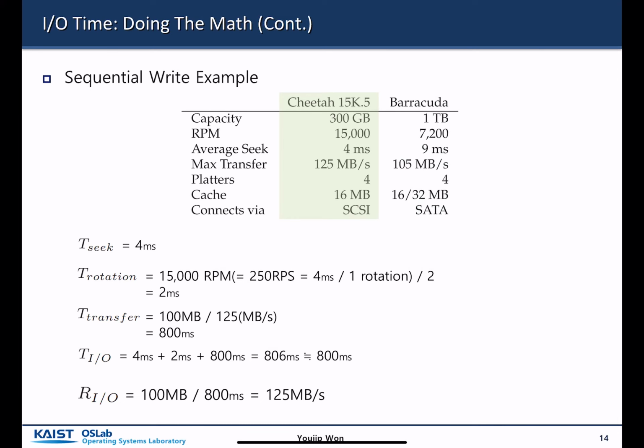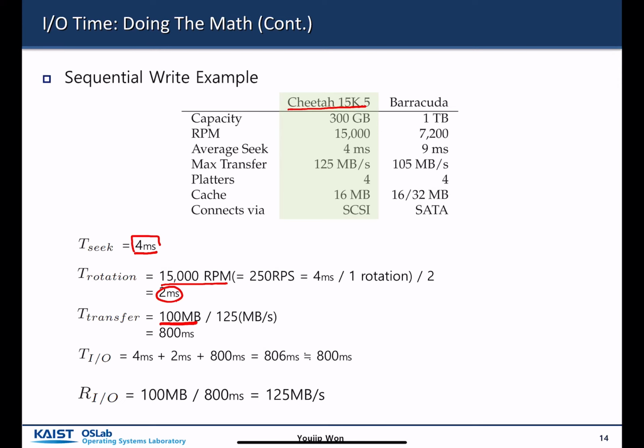Let's compute the time to write blocks sequentially, lots of blocks in a sequential manner. Let's say we are transferring 100 megabytes in a large fashion. For the Seagate Cheetah 15,000 RPM drive, the seek time is 4 milliseconds. As before, the average rotational delay is 2 milliseconds.